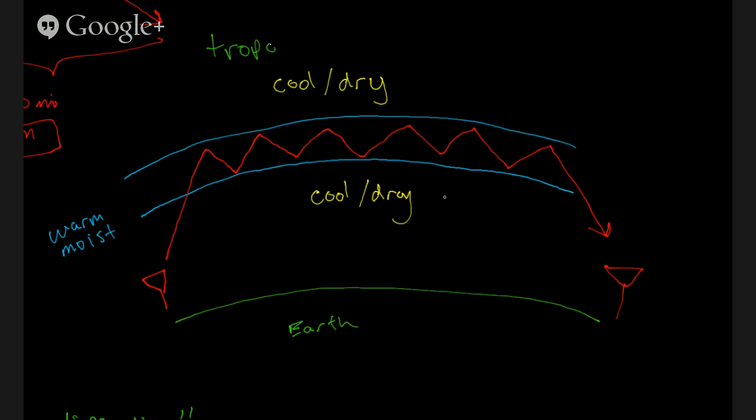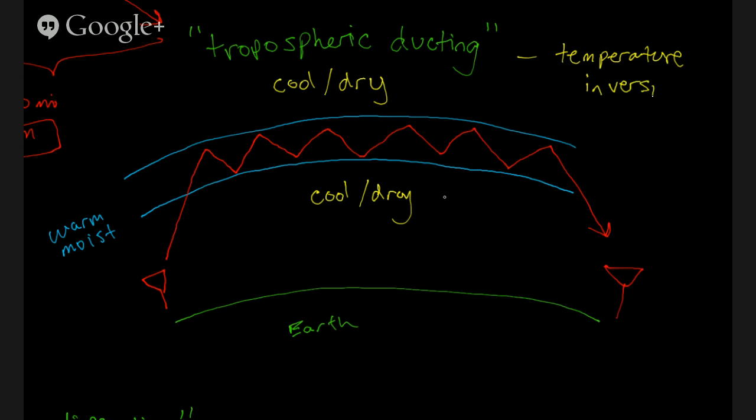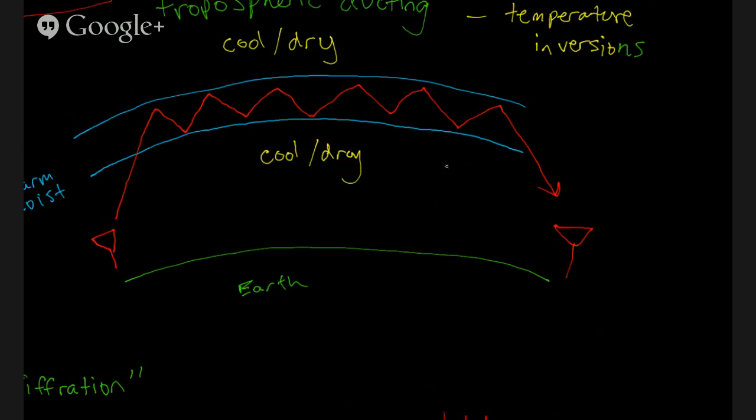tropospheric ducting, and is caused by temperature inversions. These can be generally as high up as 1,000 feet or so.